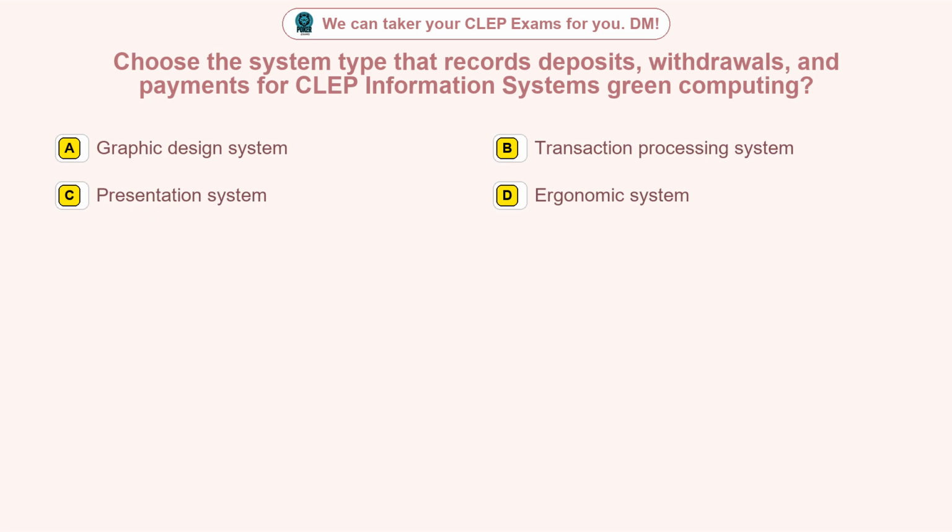Question 23. Choose the system type that records deposits, withdrawals, and payments for CLEP Information Systems Green Computing. Option A, graphic design system. Option B, transaction processing system. Option C, presentation system. Option D, ergonomic system. The correct answer is option B, transaction processing system.